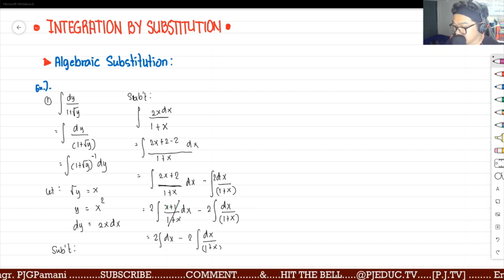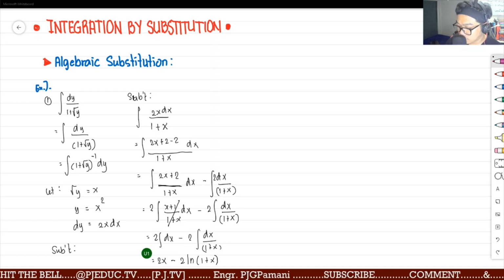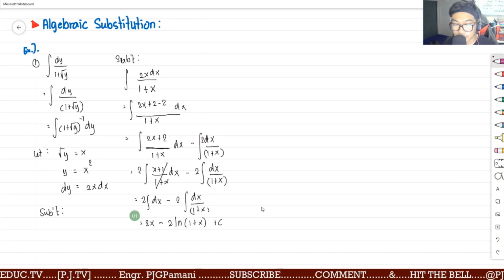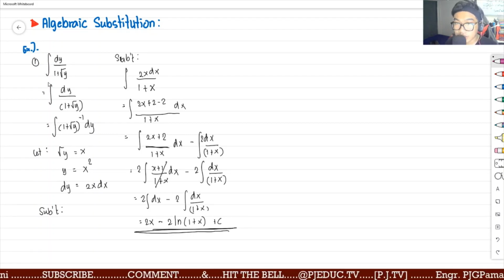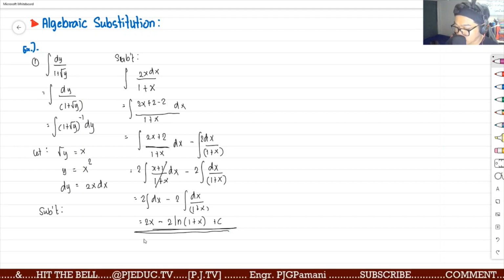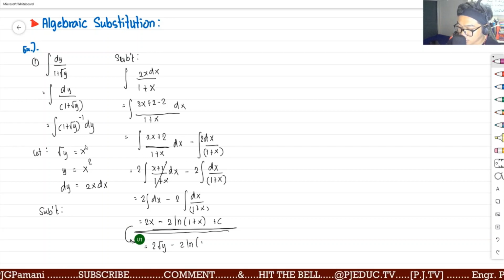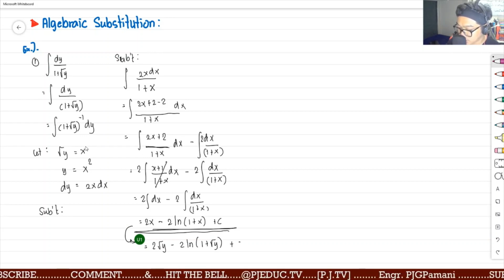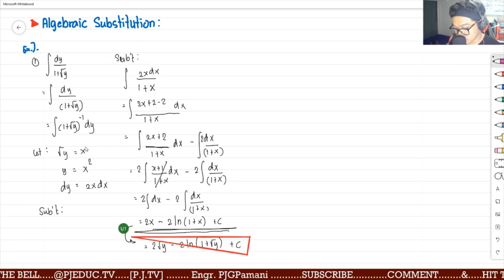Then, that is now basic integration. That is 2x minus 2 ln of (1 plus x) plus c. But take note, that is not yet our final answer. Basically, that is our substitution. Pero, originally, in terms of variable y yung ating problem. So, substitute lang natin. Therefore, 2x is simply 2 square root of y minus 2 ln of (1 plus square root of y) plus c. So, that will serve now as our final answer to this problem.